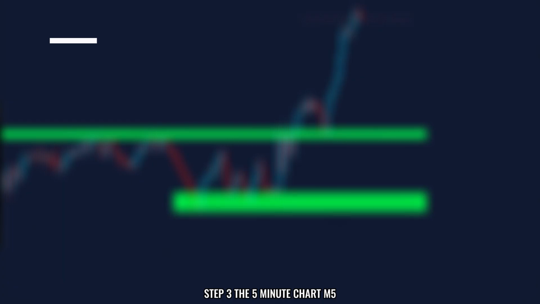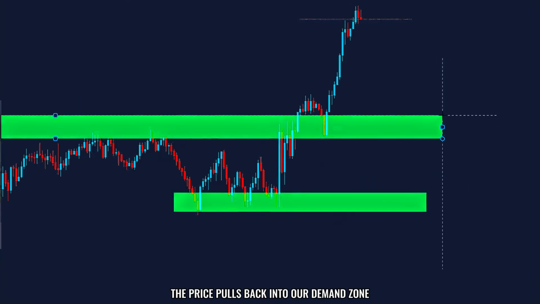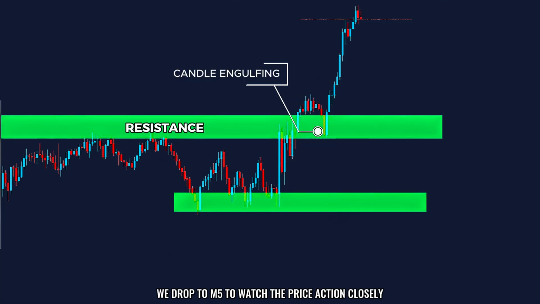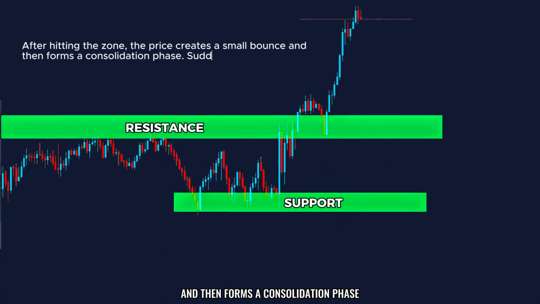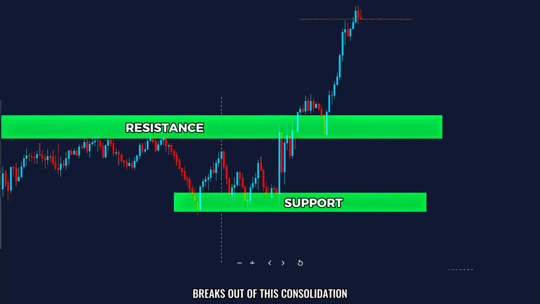Step 3. The 5-minute chart, M5. The price pulls back into our demand zone, but remember, no blind entries. We drop to M5 to watch the price action closely. After hitting the zone, the price creates a small bounce and then forms a consolidation phase. Suddenly, a strong candle definitively breaks out of this consolidation.